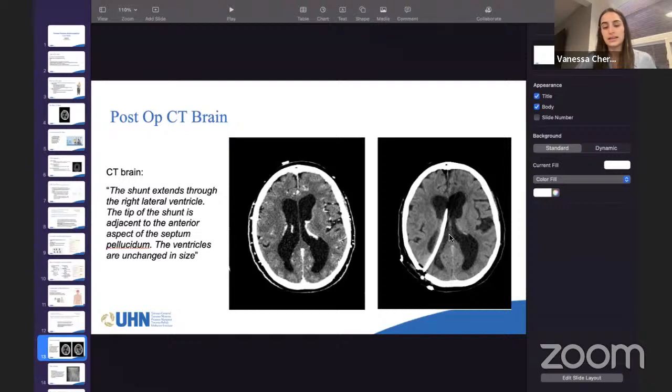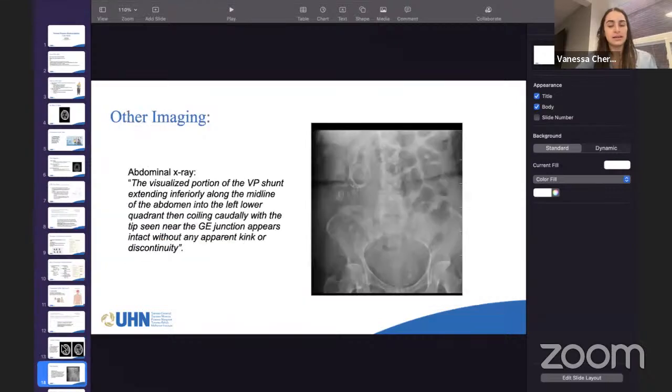You don't always see an immediate change in ventricular size after surgery. As you can see, they're pretty similar to the preoperative scan. Eventually with time, this probably will change. The other imaging that we do while they're in the hospital, given it's a ventriculoperitoneal shunt, is an abdominal x-ray just to make sure that it's in the correct placement within the abdomen with no kinking or discontinuity.